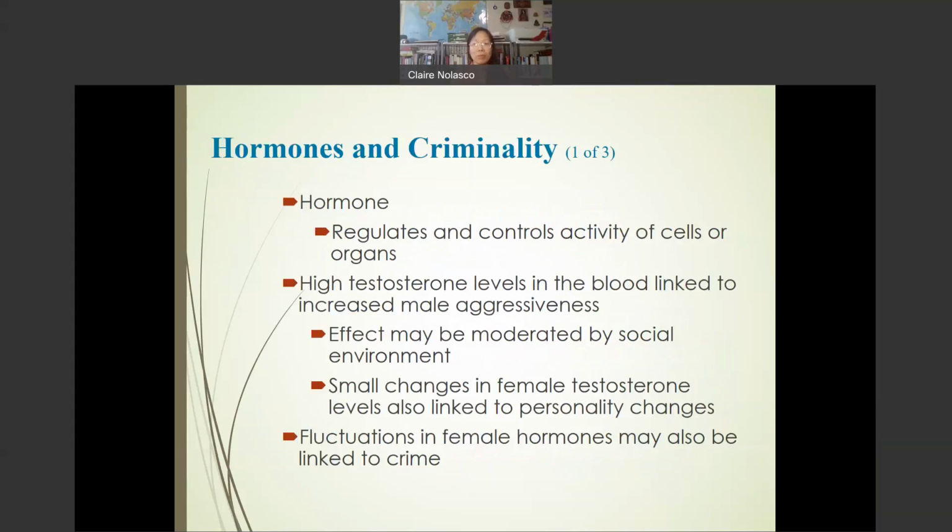Now let's look at hormones and criminality. A hormone regulates and controls the activity of cells or organs. Studies show that high testosterone levels in the blood are linked to increased male aggressiveness. However, the effect may be moderated by social environment. Small changes in female testosterone levels are also linked to personality changes. Fluctuations in female hormones may also be linked to crime.